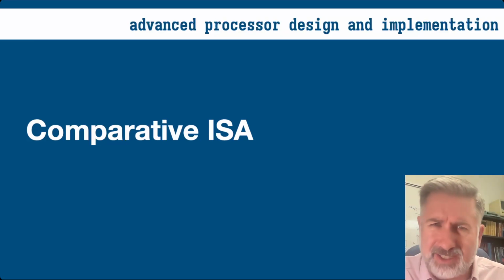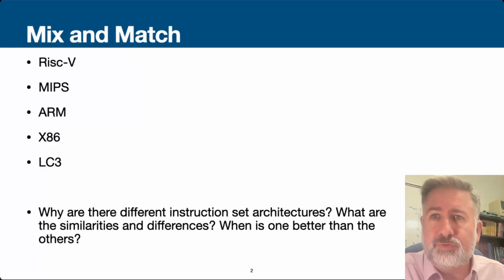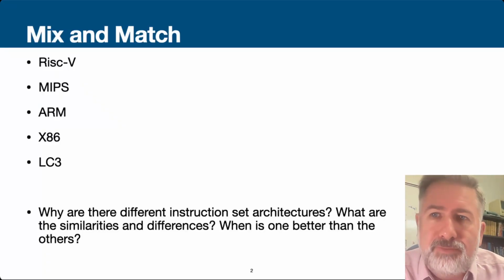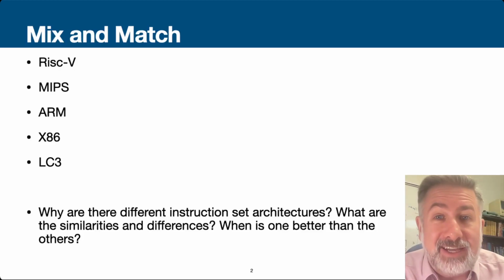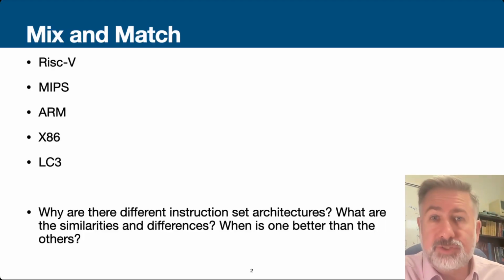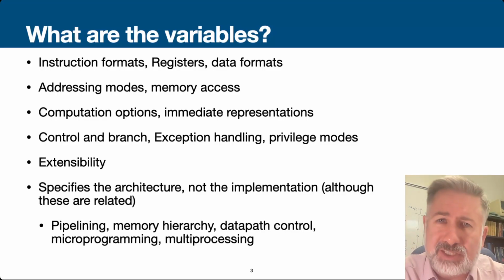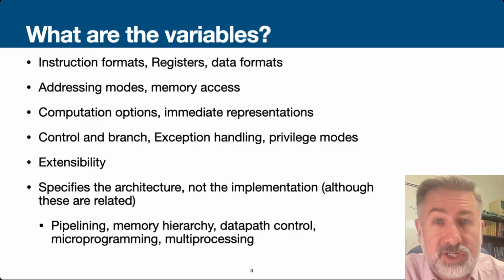I've got some x86 sprinkled in here as well. So we've got these five: RISC-V, MIPS, ARM, x86, and LC3. And the idea is to look at the different implementations and design perspectives to see where these things came from, which ones are better, and why they are the way they are, why some are the same and some are different. So we're going to look at a whole mess of different design features of an instruction set architecture.